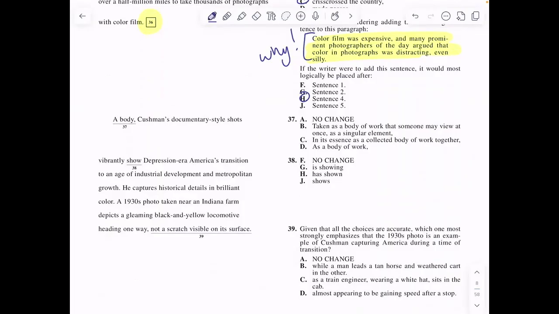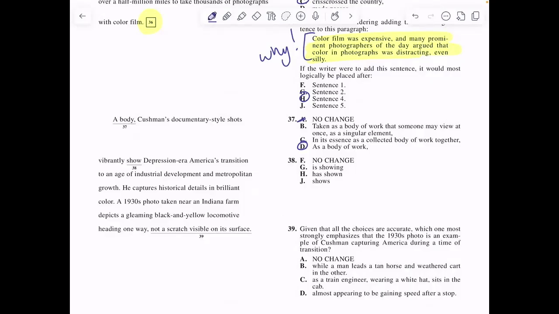"A body? What? Cushman's documentary style shots vibrantly show Depression-era Americans transition to an age of industrial development." I don't think it's A. I know that's the shortest, but a body, I don't think they're talking about that. It would be his body of work, right? His collection of photographs as a whole. B and C are doing the most. We don't need those. "As a body of work, Cushman's documentary style shots vibrantly show."